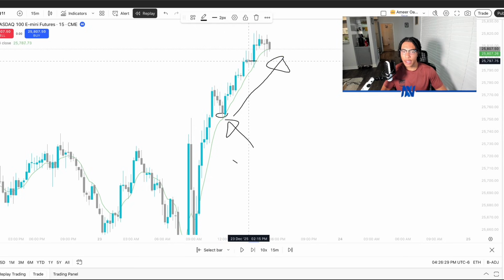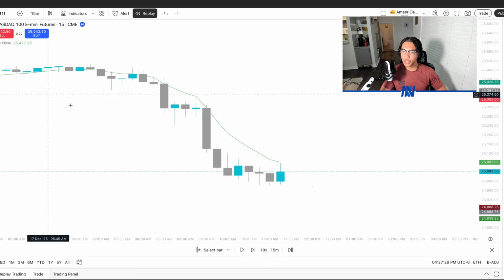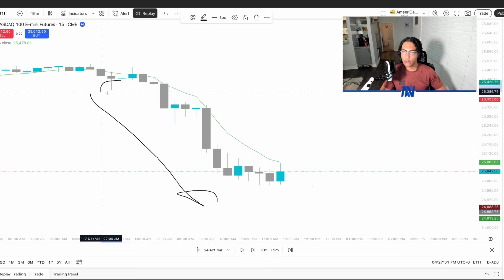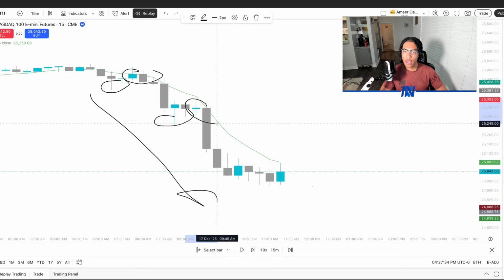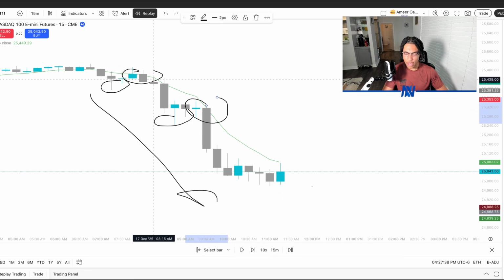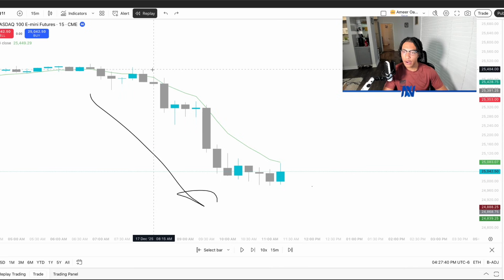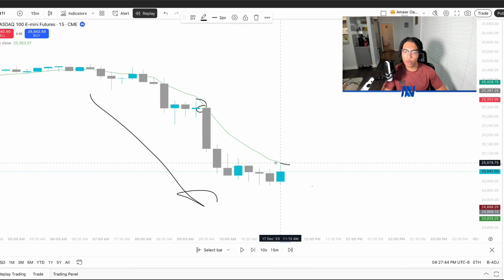And then the same thing here, it created a lower high, pushed back to the 8 EMA to reject off of it, and then continued to the upside. And then same thing with the bearish trend. Here, we have lower highs and lower lows being formed under the 8 EMA, signaling a bearish trend. And then we have numerous pullbacks. We have a pullback right here, a pullback right here, a pullback right here, and then another pullback right here.